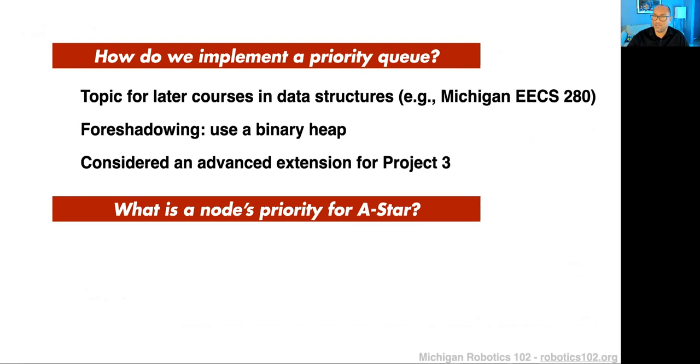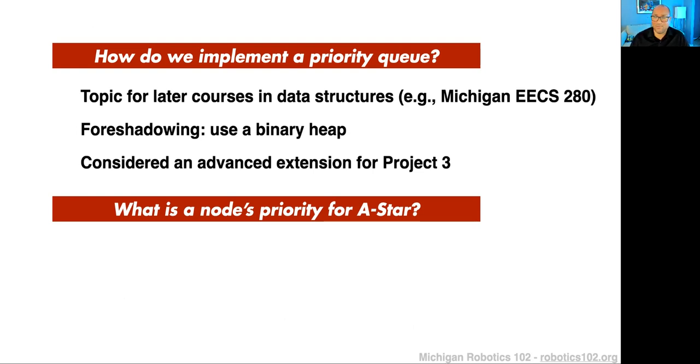But if I'm going to foreshadow, and you want to get ahead of the curve, you can use a binary heap. The data structure essentially stores all of your data so that the highest priority element is always at the top. I'll save that for later, but if you want to get ahead of this, you can consider it an advanced extension for Project 3. You do not have to do it, but I think it's helpful to see this.